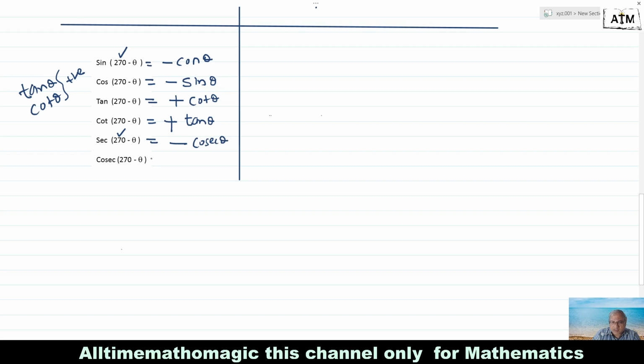Minus cosec theta. Similarly, cosec(270 minus theta). Which quadrant? Third quadrant. In the third quadrant, cosec is negative. The number 270 is present. So cosec will convert to sec. So it is minus sec theta.